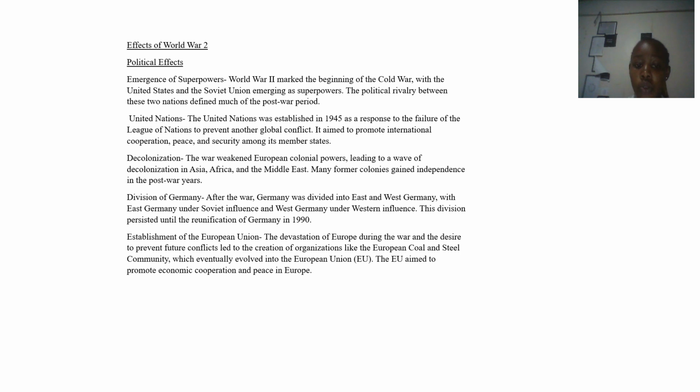Establishment of the European Union. The devastation of Europe during the war and the desire to prevent future conflicts led to the creation of organizations like the European Coal and Steel Community. These were the methods which could help them to develop more on their economy.